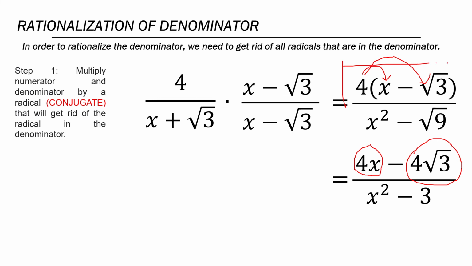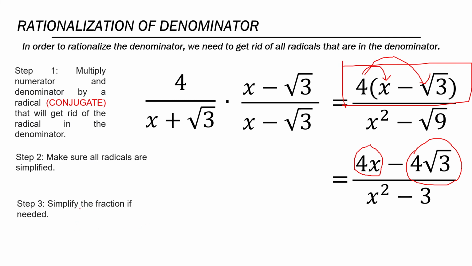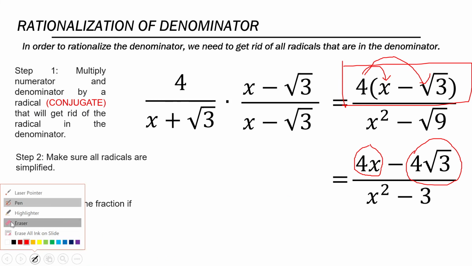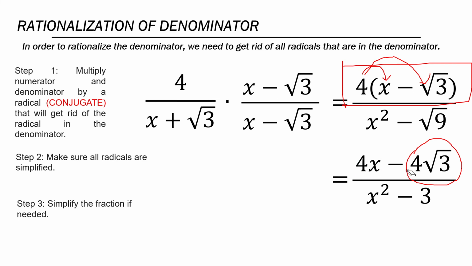Or you can have it as your answer later on. Okay? Pero ito, pwede rin ganito. Okay? So make sure all the radicals are simplified. Wala na tayong radical. Ito na lang sa taas. Then, walang problema. Wala namang perfect square yung 3 factor. Then, simplify the fraction if needed. So, we don't have a fraction needed to be simplified. So, this is now the answer. So, the answer is, erase lang natin. The answer is 4x minus 4 square root of 3 over x squared minus 3. Or pwede na to. You can just have it 4 times x minus square root of 3.